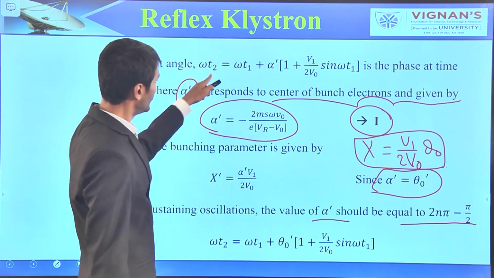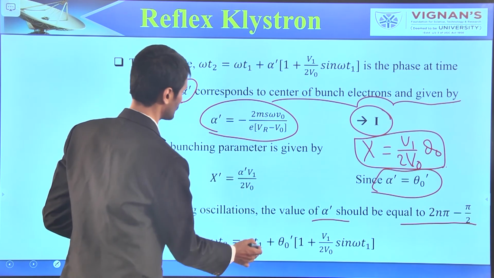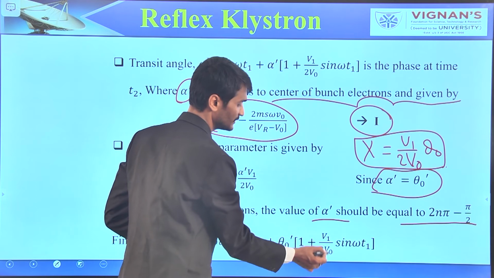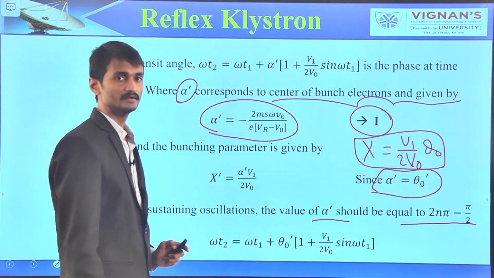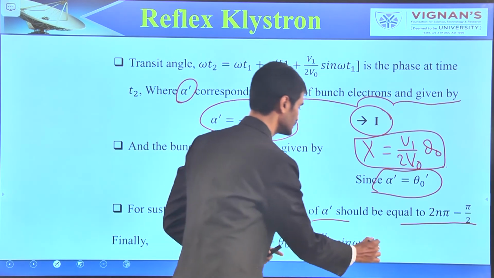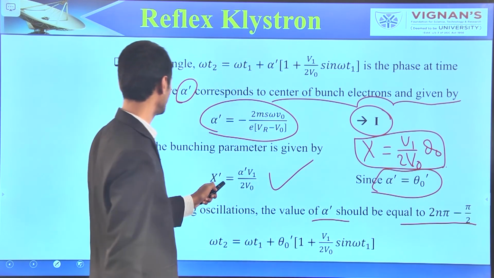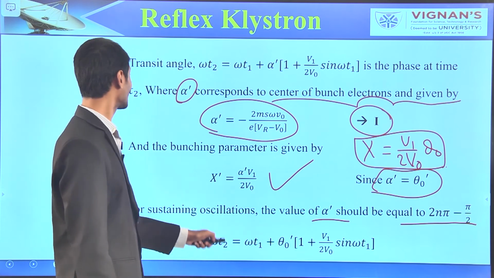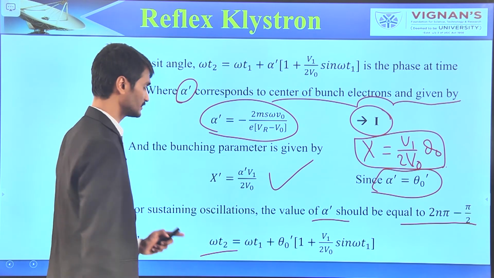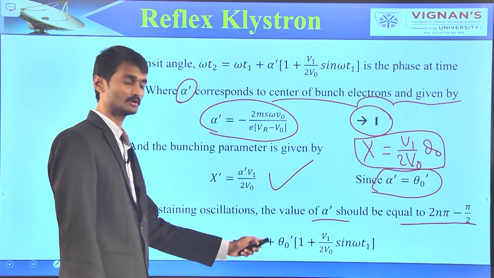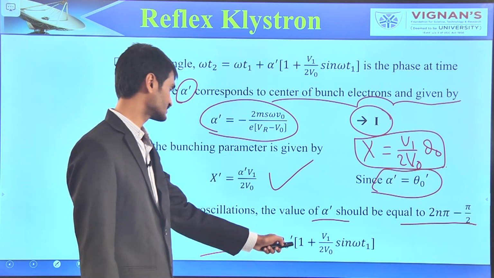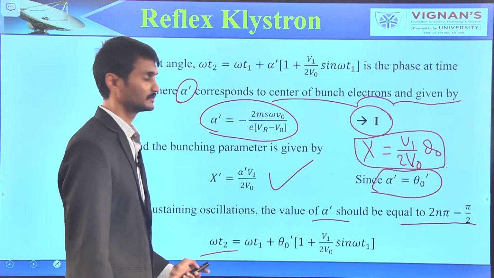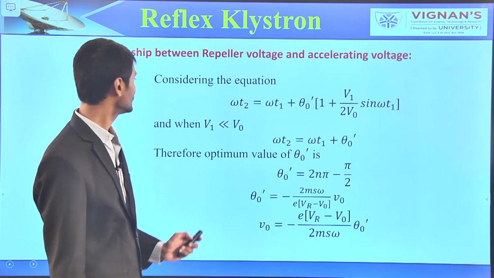So omega T2 is equal to omega T1 plus theta naught dash into 1 plus V1 by 2 V0 sin omega T1. Okay. This is the bunching parameter, the bunching parameter for reflex Klystron. And this is the transit angle. Transit angle omega T2 equals omega T1 plus theta naught dash into 1 plus V1 by 2 V0 sin omega T1, right.